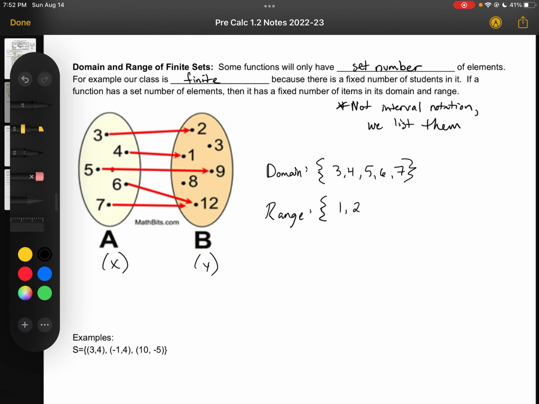You just take a look at what you have there. So you have 1, 2, 3, 8, 9, 12. Just listing everything that you see.